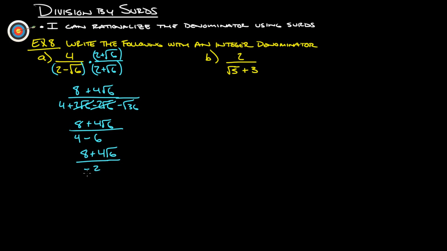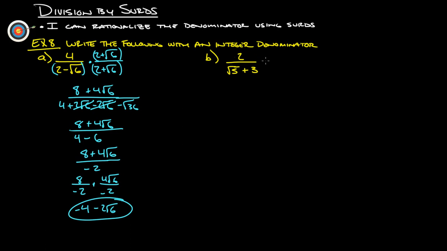A couple of things. One, you can't have a negative in the denominator, so we would have to switch all those. But the 8 and the 4 are both evenly divisible by negative 2, so let's divide both of those by negative 2. Let's rewrite this as 8 divided by negative 2 plus 4 root 6 divided by negative 2. 8 divided by negative 2 is negative 4. And 4 divided by negative 2 is negative 2 root 6. So we have now rationalized the denominator.